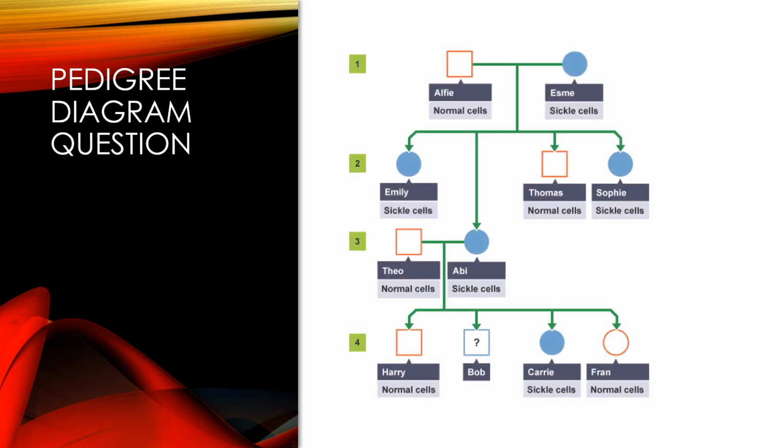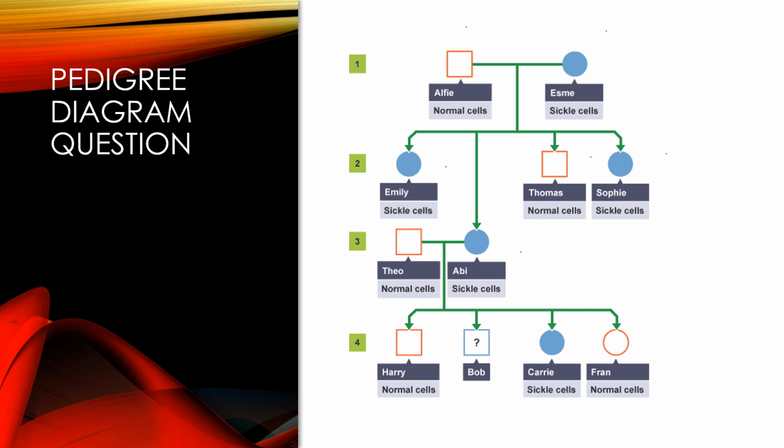Now, this one is actually stolen from BBC Bitesize, which is a great resource if you haven't been on there. What we have here is a family tree. This represents the father, and this represents the mother. They have kids here, so basically here are the kids: Emily, Abby, Thomas, and Sophie.